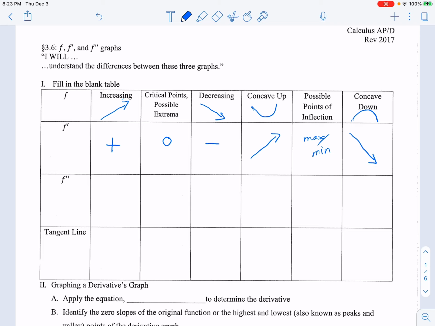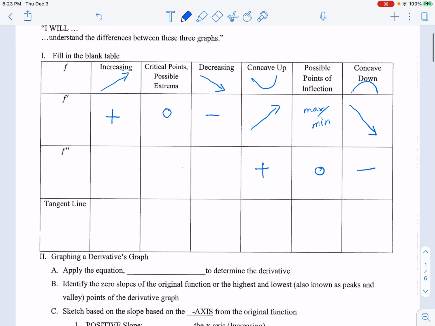Okay, the second derivative, you can't tell any of that, but you know that if it's concave up, your second derivative is positive. Your points of inflection are 0. And if it's concave down, your second derivative is negative. You'll notice how the chart just sort of shifts over. These shifted down to here, these shifted down to here.